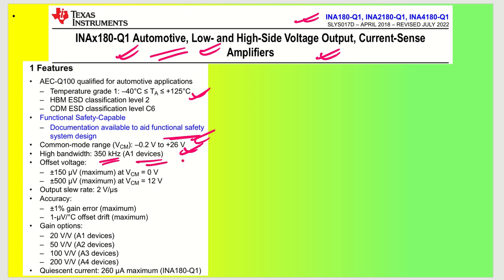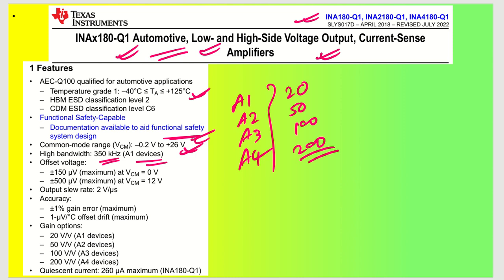That is A1 device. It has four types of devices, A1, A2, A3 and A4, and they vary based on the gains. Let's say one has a gain of 20, one has a gain of 50, one has a gain of 100, and one has a gain of 200. As my gain increases, my bandwidth actually decreases. From 350 kilohertz it will become something like 105 kilohertz. So this is how the bandwidth will be changing.